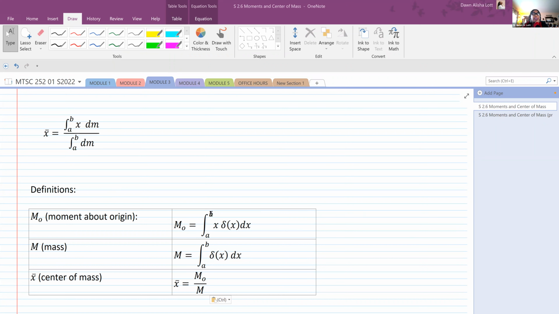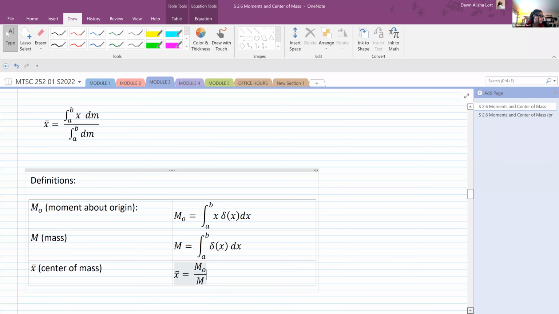Okay, so these formulas are just the formulas that we just derived. The moment about the origin is going to be called m naught. It's the integral from a to b of x times the density times dx. The mass is just m. It's the integral from a to b of delta, the density, dx. And the center of mass takes m naught and divides it by m. Okay, any questions about that?